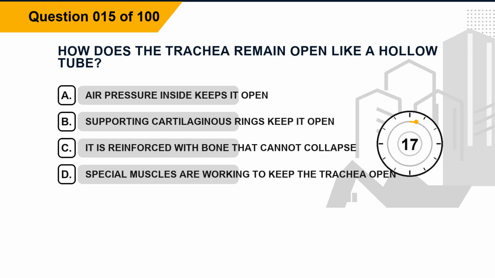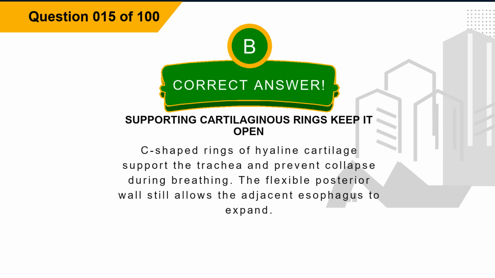Question 15. How does the trachea remain open like a hollow tube? Option A, air pressure inside keeps it open. Option B, supporting cartilaginous rings keep it open. Option C, it is reinforced with bone that cannot collapse. Option D, special muscles are working to keep the trachea open. The correct answer is option B, supporting cartilaginous rings keep it open. Explanation. C-shaped rings of hyaline cartilage support the trachea and prevent collapse during breathing. The flexible posterior wall still allows the adjacent esophagus to expand.